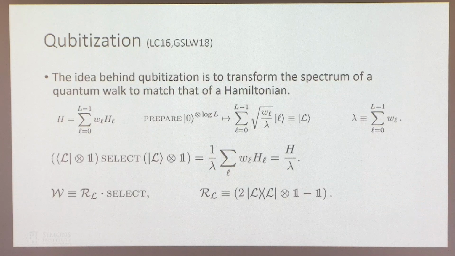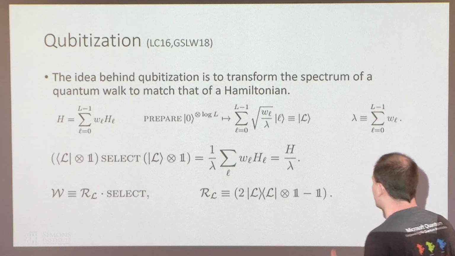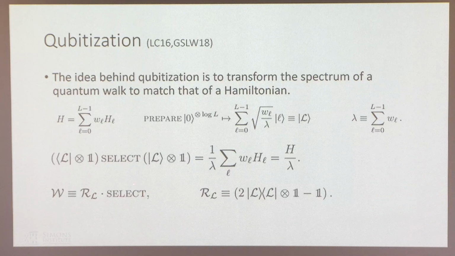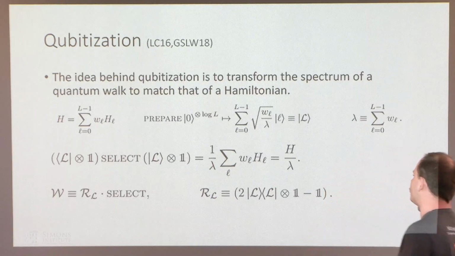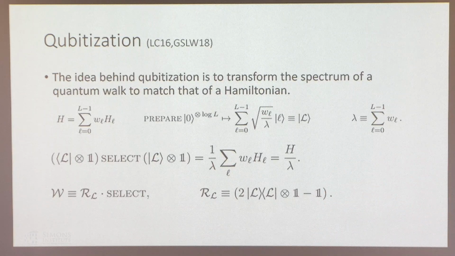to simulate. And the way that this walk works is it involves a reflection about this state L. And this state L over here is really just that state that I talked about that encodes the amplitudes of the various terms in the Hamiltonian. And select just applies H_L to each of those. Now, if each of these H_L is unitary and Hermitian, then this also is a reflection operator. So that basically is the idea behind it.